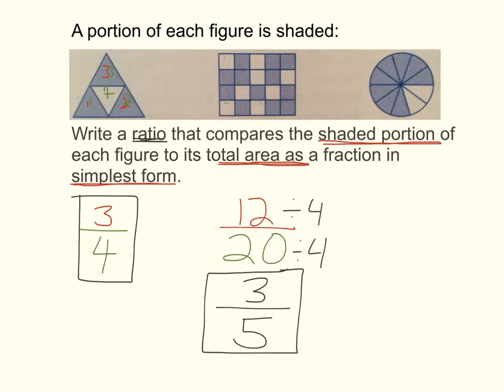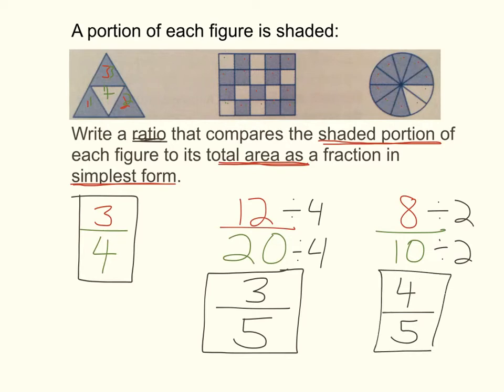For the circle, I have 1, 2, 3, 4, 5, 6, 7, 8 shaded areas, and I have 1, 2, 3, 4, 5, 6, 7, 8, 9, 10 total areas. Again, I can divide that, this time only by 2, and I'll get my simplest form, which is 4/5.